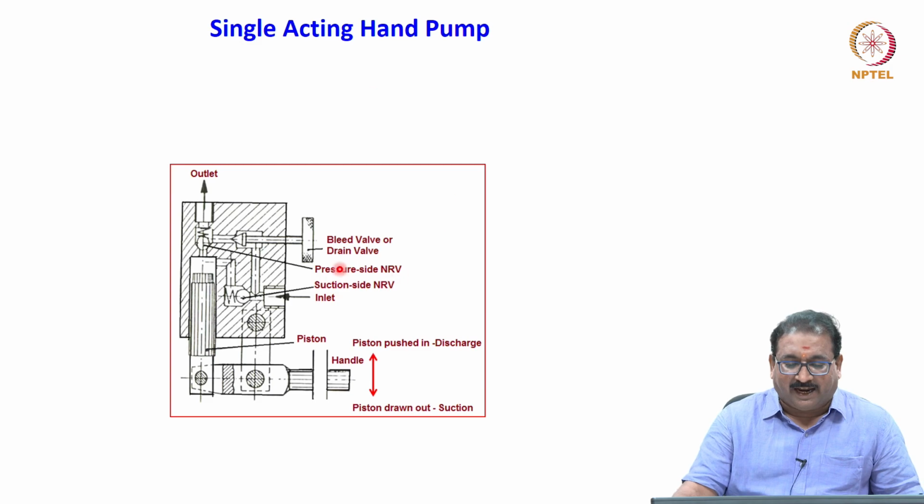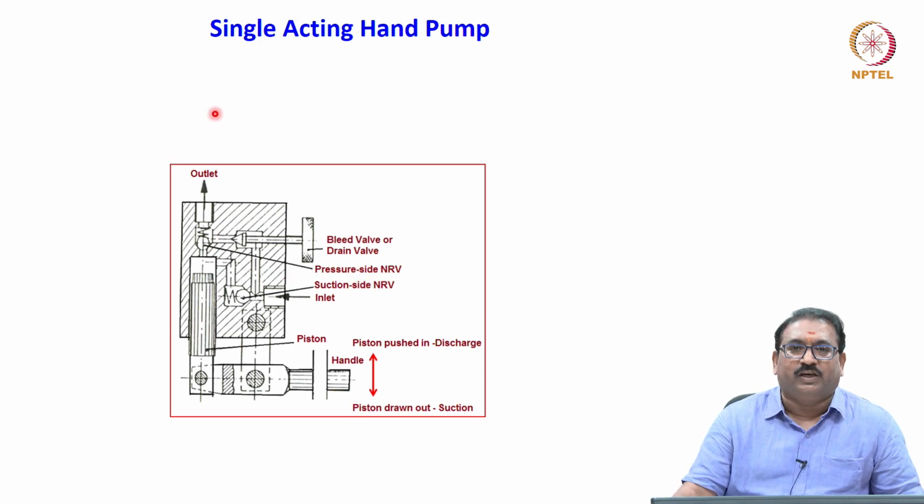This is a single acting hand pump, friends. Here you please see the figure. This is a cylinder and this is a piston. This is a hand lever to move this piston up and down. When the piston is drawn out, fluid will be sucked from the tank through the non-return valve here. When you push up, whatever fluid you have drawn is pushed to the outlet through non-return valve 2. What you can write here is the pressure side NRV.